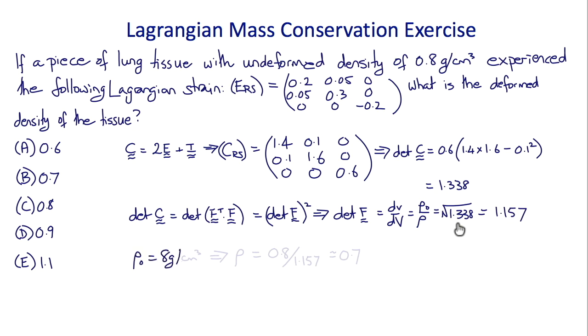Now, if rho naught is 0.8 grams per centimeter cubed, therefore rho is 0.8 divided by 1.157, which is approximately equal to 0.7, which is choice B.